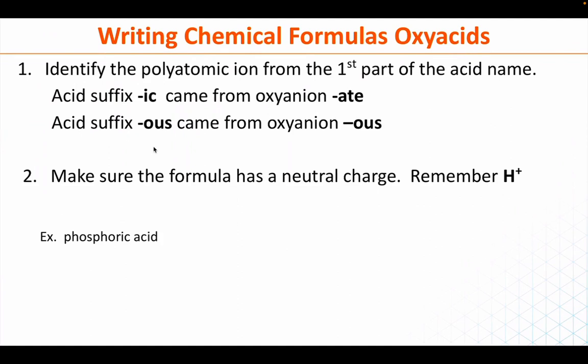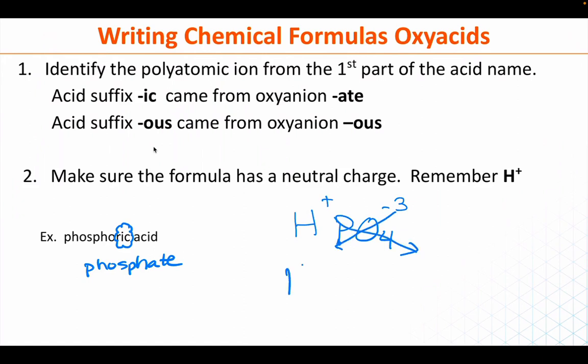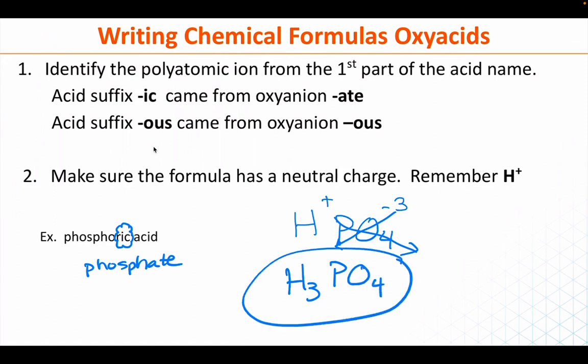So writing the chemical formulas, you have to kind of reverse what you were doing. So if I try to write the formula for this, ic came from ate. So I'm going to look on my pink sheet for phosphate. And that is PO4 -3. And then I know it's hydrogen, it starts with hydrogen. So for this one, I would crisscross, balance the charge so it adds up to 0, it's neutral. So H3PO4.